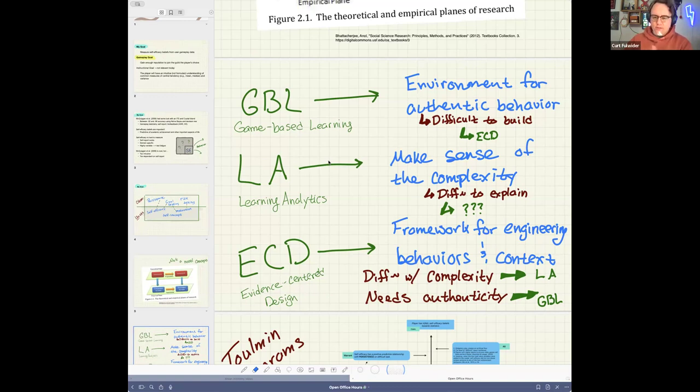ECD gives us the framework for engineering behaviors and context, but ECD struggles with complexity because you need to try and translate a concept into these easy to view behaviors, that behavioral aspect. So learning analytics can help us approach some of that complexity. And the ECD also helps us design the game. So there's an interaction between these three. The learning analytics, the only downside there is some difficulty in explaining the interpretations, the outputs, and that's still just a lingering problem that I have. I haven't addressed that yet.